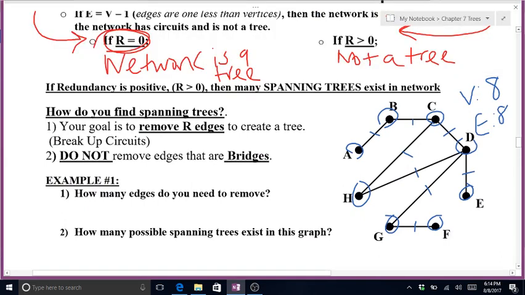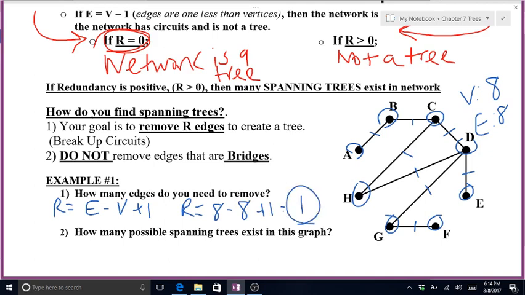So you would use your formula. R equals. You would take edges minus vertices plus 1. So redundancy equals, my edges are 8 minus my vertices are 8 plus 1. That gives me a grand total of 1. So I need to remove 1 edge in order to create a tree.